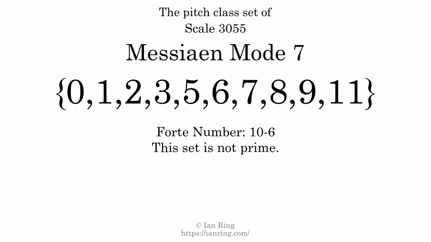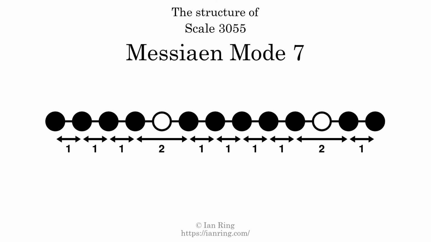The pitch class set for this scale is 0, 1, 2, 3, 5, 6, 7, 8, 9, 11. The forte class is 10-6. This set is not prime. The structure of a scale is a description of the interval distance between each successive tone. This scale has a structure of 1-1-1-2-1-1-1-2-1.